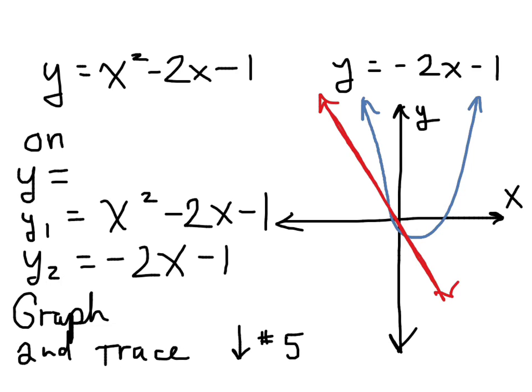Okay? So when you run option number 5, or the intersect feature, it's going to ask you 3 questions, very similar to when we did zeros. It's going to ask you, first of all, if you're on the first curve, which means, is it on the first equation you typed in? Yes or no? So go second, and the trace button, down to number 5. Now it's asking first curve.